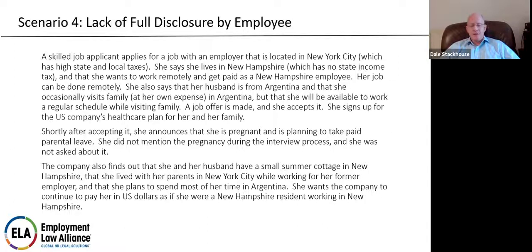The company also finds out, however, that her New Hampshire residence is really just a small summer cottage that she and her husband spend short periods of time in. And that while she was with her previous employer in New York City, she spent most of her time living in a spare room with her parents in New York City. And now that she has this new remote job, she plans to spend not some, but most of her time in Argentina. She wants the employer to, in addition to paying for her parental leave, which they've agreed to do, to pay her in US dollars and treat her as if she were a New Hampshire resident working in New Hampshire. This is like a law school exam for those of you who haven't been to law school.